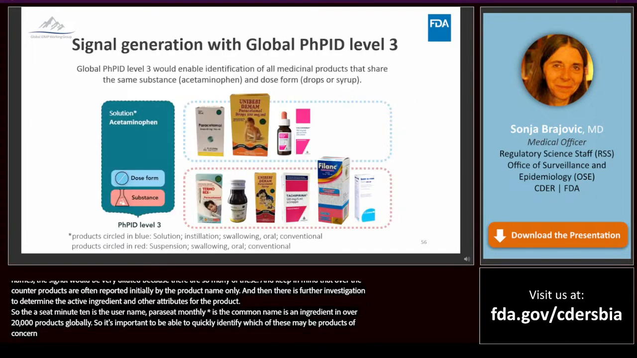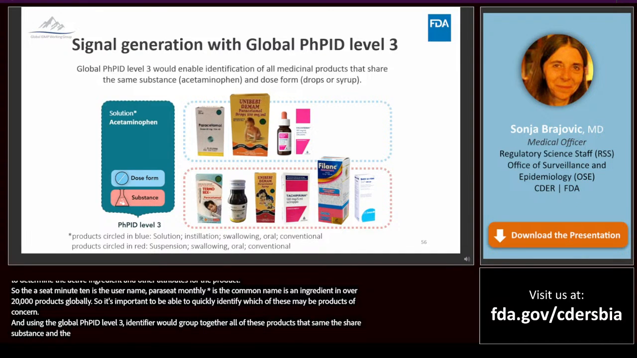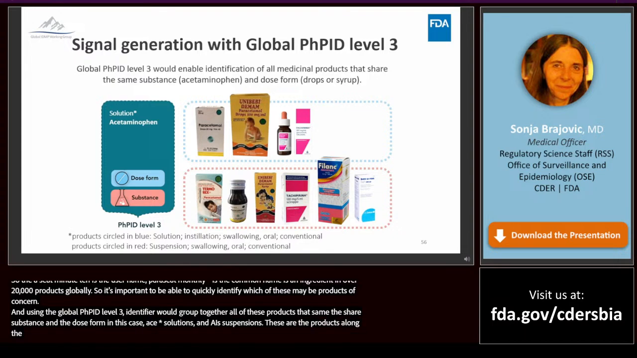And using the global PHPID level 3 identifier would group together all of these products that share the same substance and the dose form. In this case, acetaminophen solutions and acetaminophen suspensions. These were the products among the thousands that are products of interest for this toxic presence of the ethylene glycol.